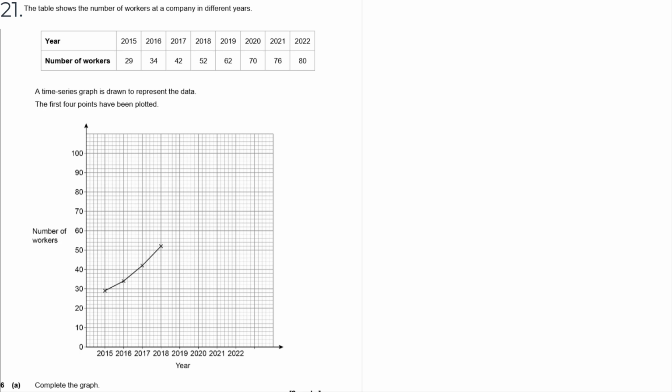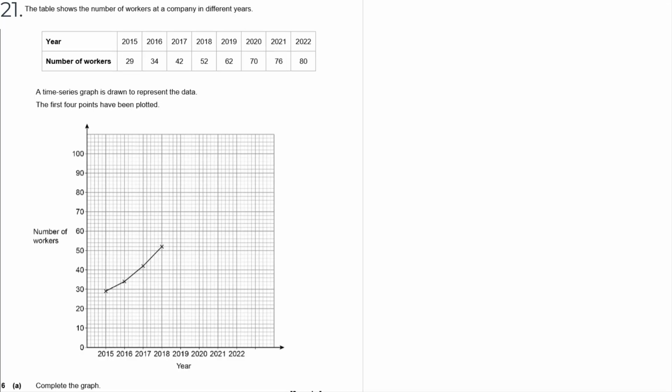Question 6. The table shows the number of workers at a company in different years. We've got 2015 through to 2022 here. And a time series graph is drawn to represent the data. The first 4 points have been plotted. Complete the graph. Okay, so we've plotted 29, 34, 42, and 52. So we've already plotted these 4, and we now need to plot the other 4 here.